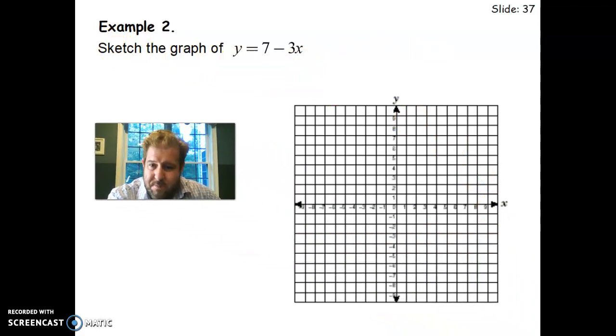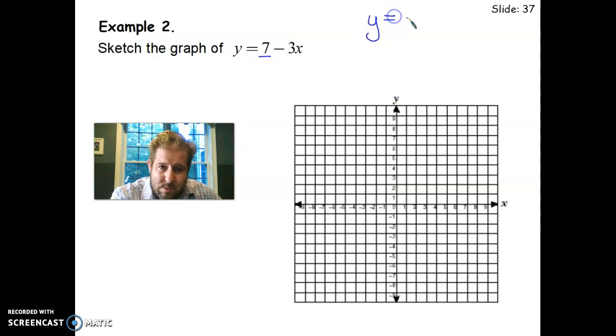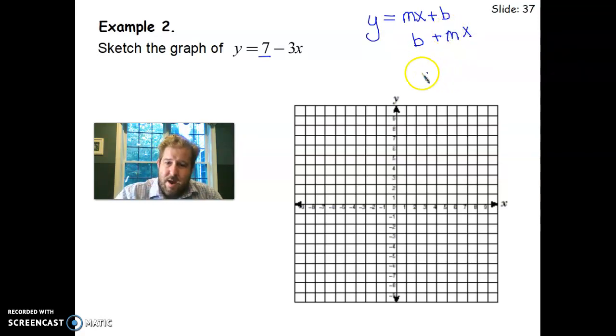Now, I'm going to do this one very similar to what I just did. This is your y-intercept. This is y equals mx plus b. Now, the b is in front. It's actually b plus mx, but that doesn't really matter because you can just switch it around. No big deal. 7 is our y-intercept. That's where we start, and -3 is our slope.